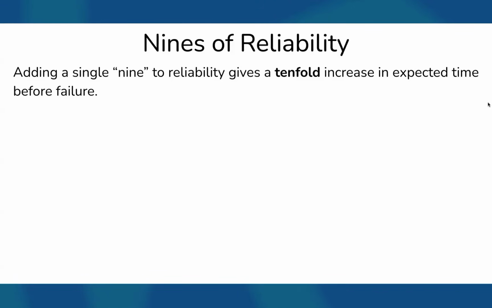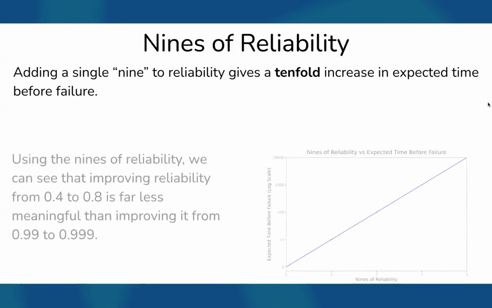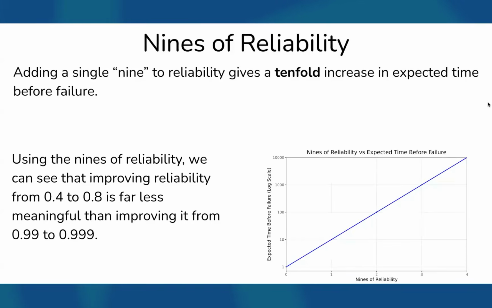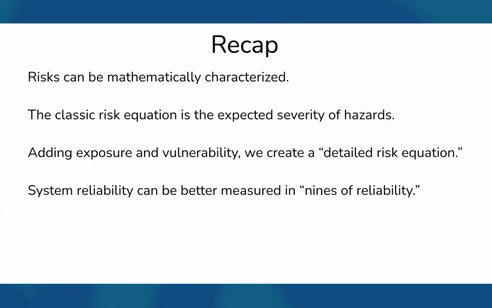So to recap, adding a single 9 of reliability can give a 10-fold increase in the expected time before failure. We can plot the 9s of reliability against the expected time before failure. And if we plot that expected time before failure on a log scale, you can see a nice, clear relationship. And so when we're talking about reliability, it's just more productive to think on this log scale and use the 9s of reliability shorthand than it is to talk in terms of percentage improvements.